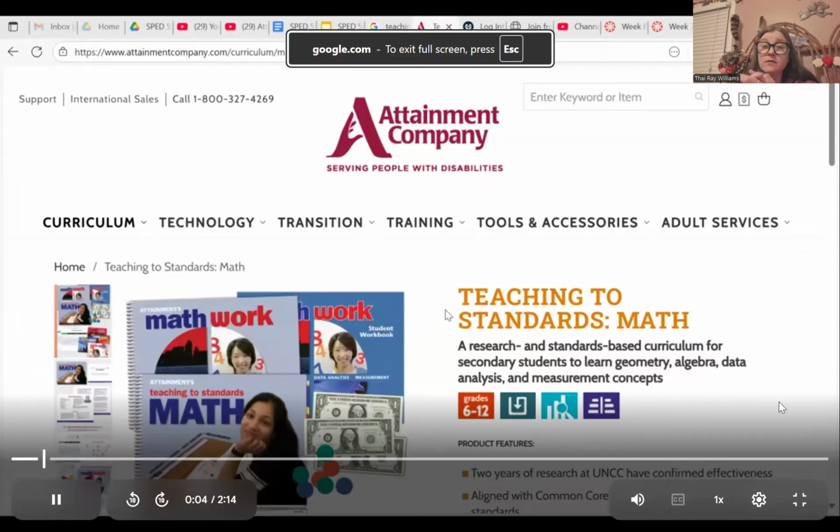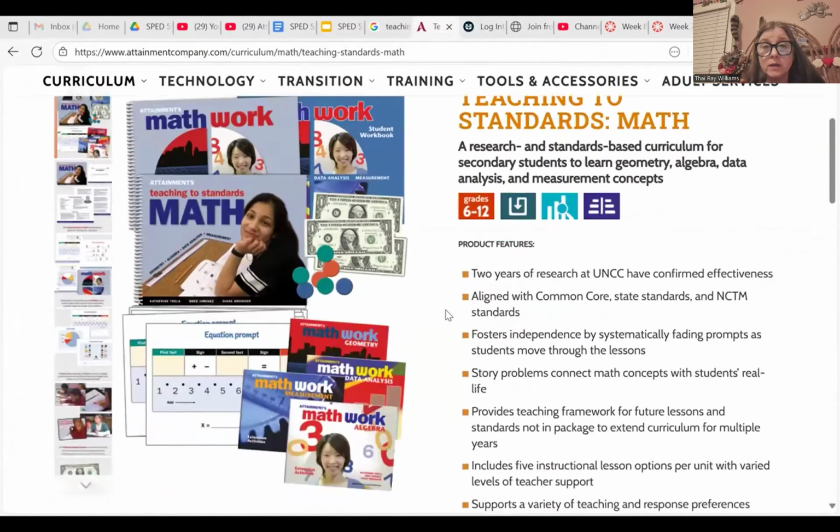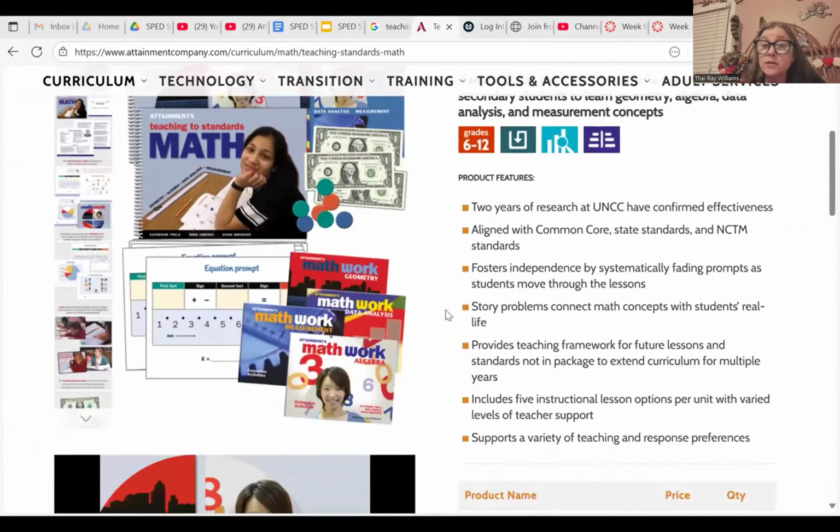All right, and this is an example from the Attainment Company and a published curriculum called Teaching to the Standards Math. And so this is just a little bit of information in case you're interested.